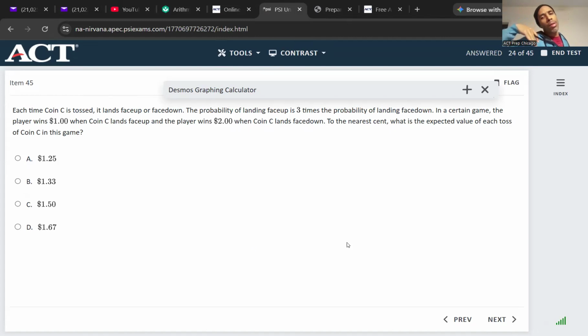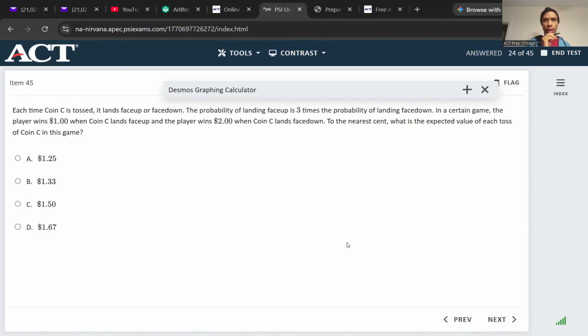Now, why would that be the case? That doesn't sound like a fair coin, because usually you would think the probability of tossing a coin would be equal for face up or face down. In a certain game, the player wins $1 when coin C lands face up, and the player wins $2 when coin C lands face down, which makes sense. You're going to pay out more for the less likely outcome. To the nearest cent, what was the expected value of each toss of coin C in this game?